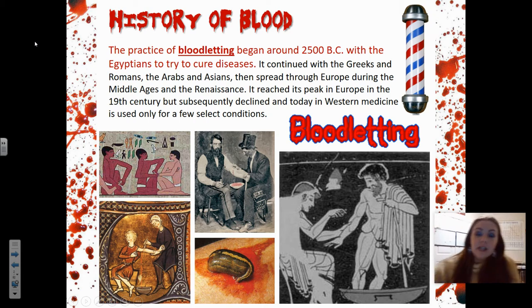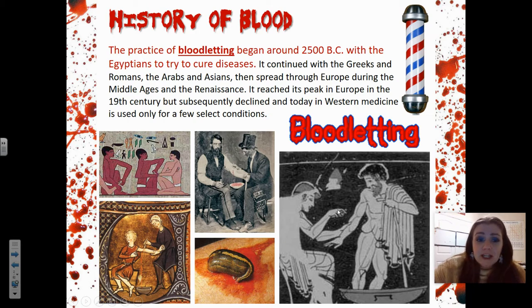So the practice of bloodletting began around 2500 BC. That's before the time frame that we're in right now. So it's 2021, so that's 2021 years, and then that's 2500, so even before that. Okay. So we're talking really, really long time ago. But they're still doing bloodletting.